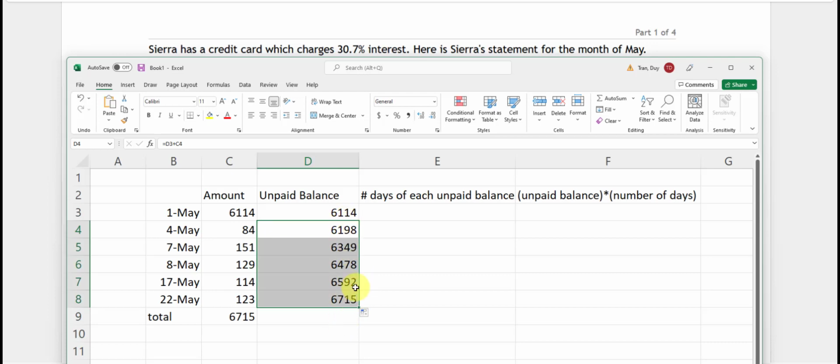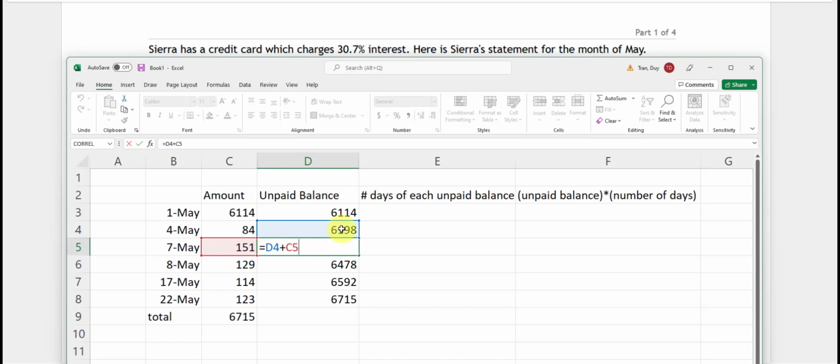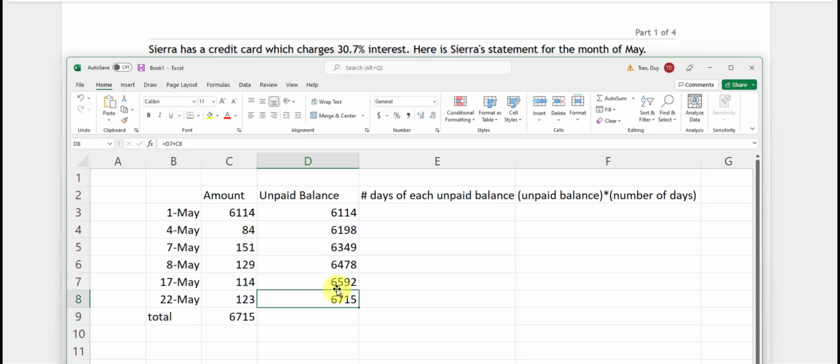Then Excel will automatically calculate all the values of the next ones. If you click on these cells here, you can see that it takes the previous amount and adds the new charge. If you click on this one, it will take the previous amount and add the new charge. So Excel will do all the calculation for the unpaid balance at each of the dates we have here.